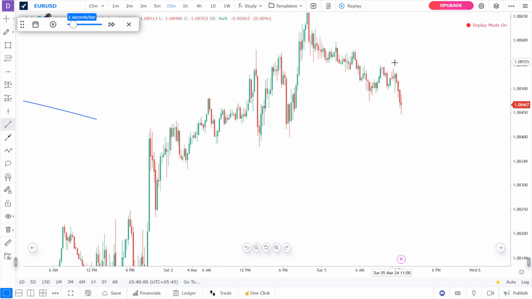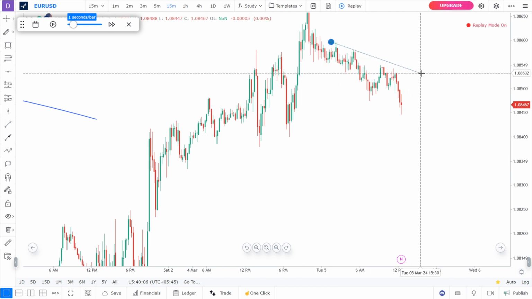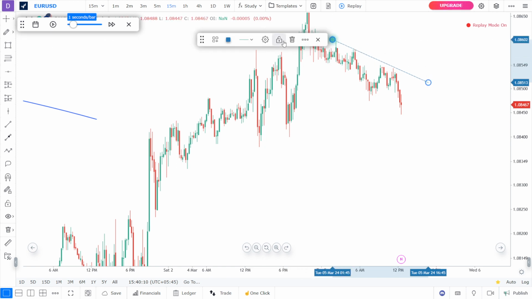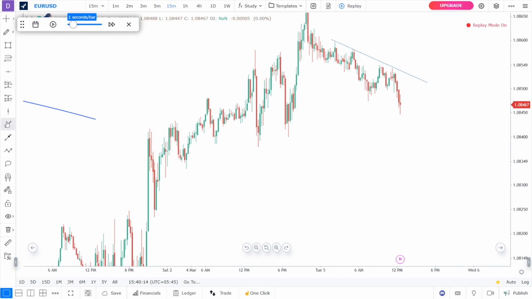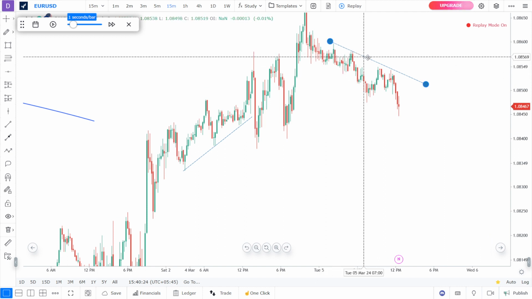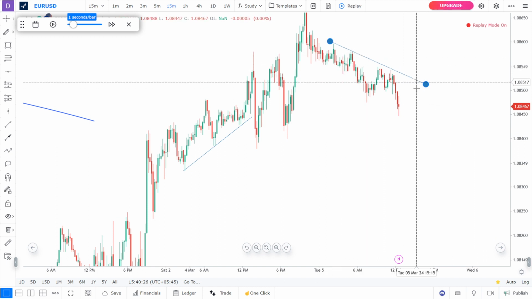During the Asian session, was there any kind of trend line or not? Yes, there was. This was the trend line that was formed during the Asian session. Here, if you look, yesterday that was the trend line that was formed during the Asian session.